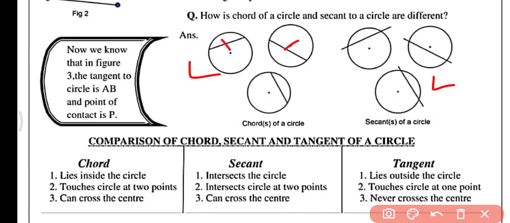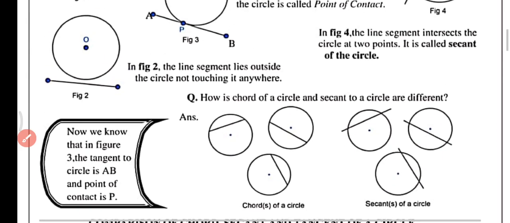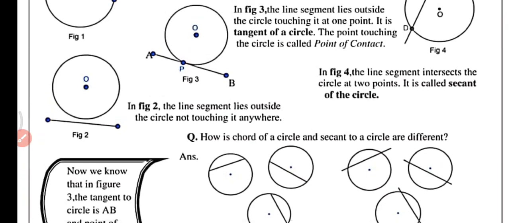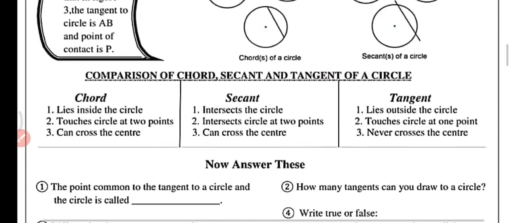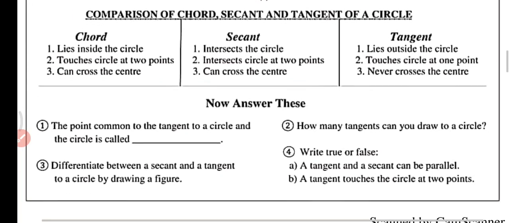So chords are line segments which lie in the interior of a circle and touch the circle at two different points, whereas secants are lines which intersect the circle at two different points and can be produced infinitely in both directions. Now you can see in figure 3, the tangent to a circle is AB and P is the point of contact. So now let us proceed to the comparison of chord, secant and tangent of a circle.